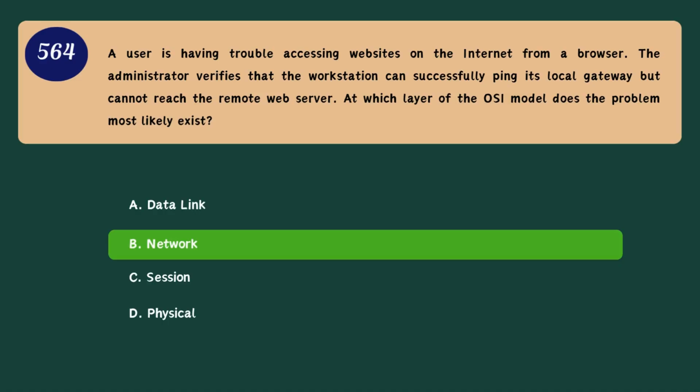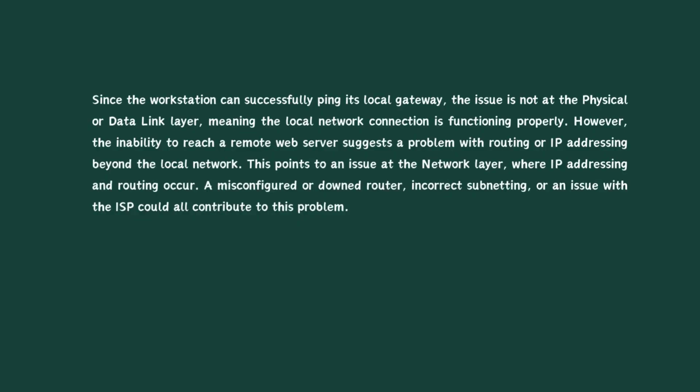Correct answer. B. Network. Since the workstation can successfully ping its local gateway, the issue is not at the physical or data link layer, meaning the local network connection is functioning properly. However, the inability to reach a remote web server suggests a problem with routing or IP addressing beyond the local network. This points to an issue at the network layer, where IP addressing and routing occur. A misconfigured or downed router, incorrect subnetting, or an issue with the ISP could all contribute to this problem.